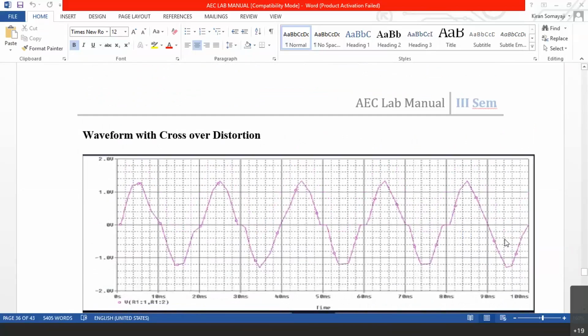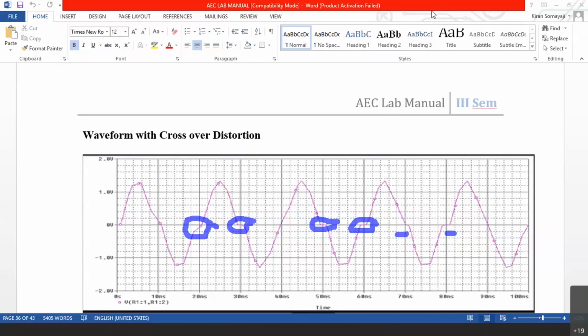See, this is the waveform with crossover distortion. You can see it here, at this point and this point. Again, you can see it at this point and this point. Everywhere you can see the crossover distortion. At some places it's slightly missing. That is because of the junction capacitances charging. The transistor, being a power transistor, will have slightly higher capacitance, due to which it is charging. Otherwise, everywhere, here also, you can see crossover distortion.